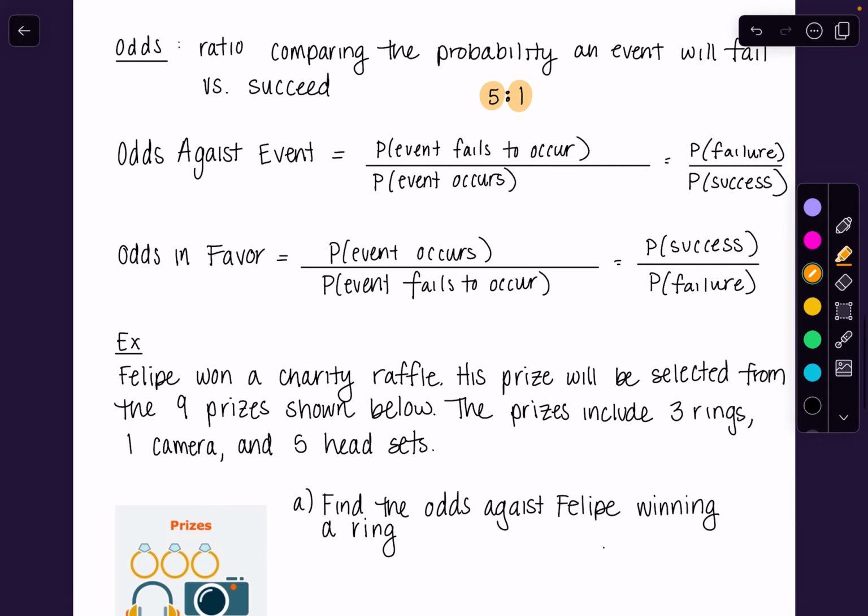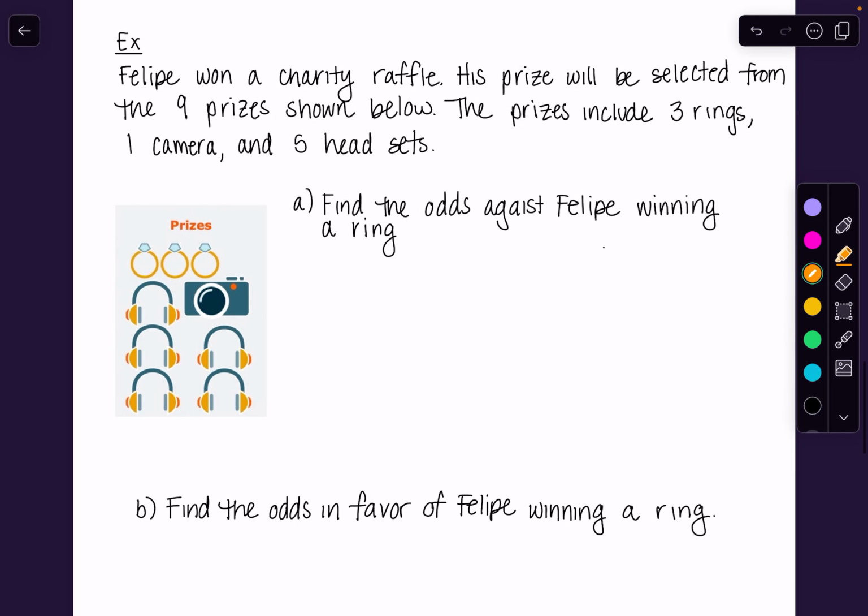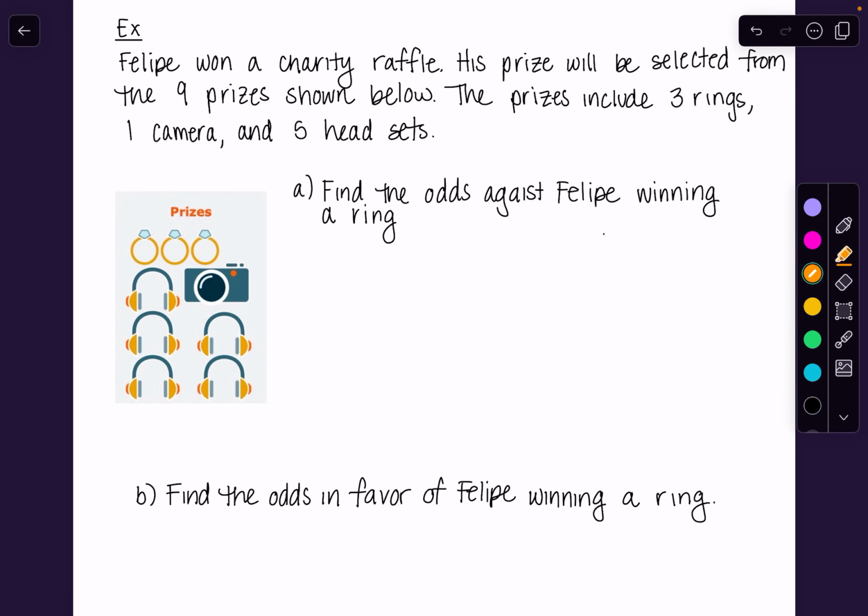So we'll do an example and see all the different ways that you can write these odds in favor and odds against. So the way we're going to look at it is we're going to work with a charity raffle. So Philippe won a charity raffle. His prize is going to be selected from one of these 9 prizes. There are 3 rings, 1 camera, and 5 headsets. So we're going to figure out the odds against Philippe winning a ring and the odds in favor of him winning a ring.